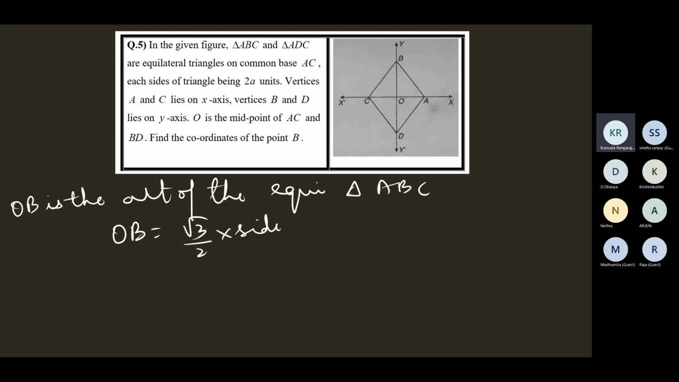See, we found the length of OB using Pythagoras theorem. This is the other way of finding the length of the line segment OB. It's root 3 by 2 into side, which is 2a. What is the side of the equilateral triangle? 2a. So 2 gets cancelled. So OB is equal to root 3a. That means this point is root 3a, so the coordinates of B are 0, root 3a. Now tell me, children, quickly, what will be the coordinates of D?